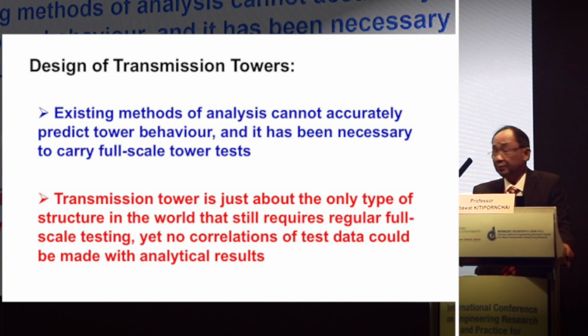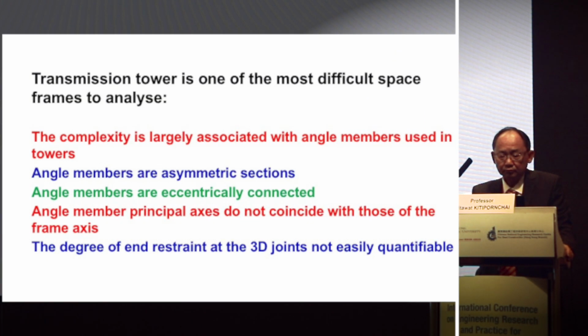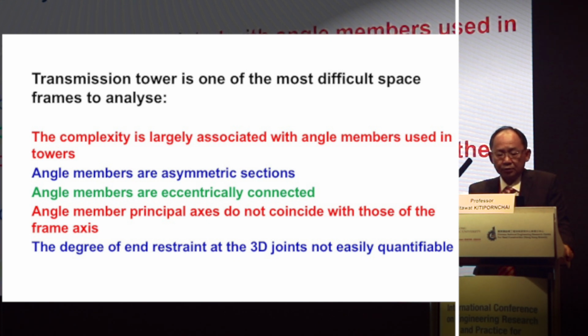As a result, and you may not be aware of this, it has been necessary to carry out full-scale testing, even today. In fact, transmission towers are the only type of structure in the world that still require regular full-scale testing. There are literally thousands and thousands of full-scale experimental data, yet no correlation of test data can be made with analytical results.